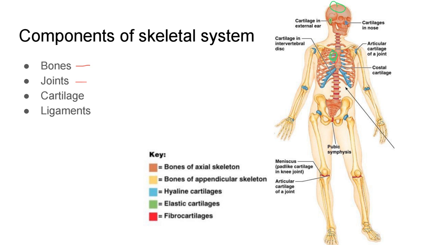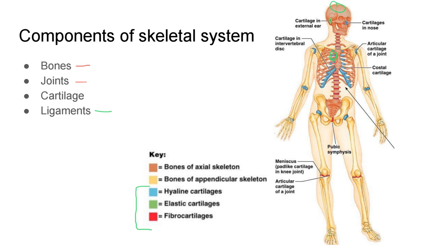Cartilage is part of your skeletal system. A lot of hyaline cartilage at the end of the long bones, some elastic cartilage, some fibrocartilage. You can see according to your key here, all the blue, greens, and red areas are areas where you're going to find different types of cartilage. And we'll talk more about that when we get into joints with a little bit more detail.